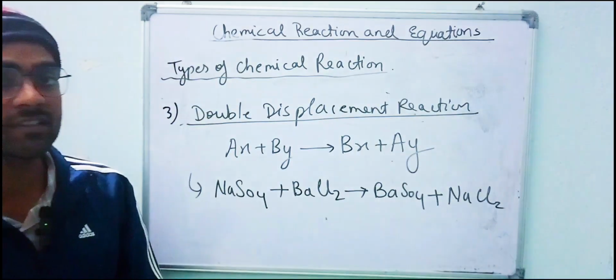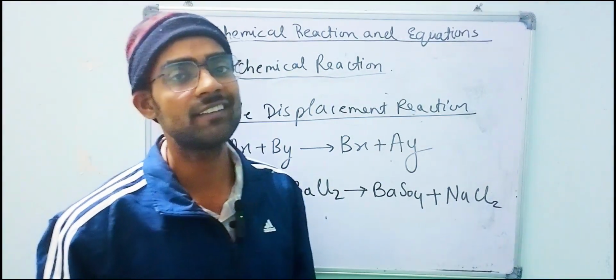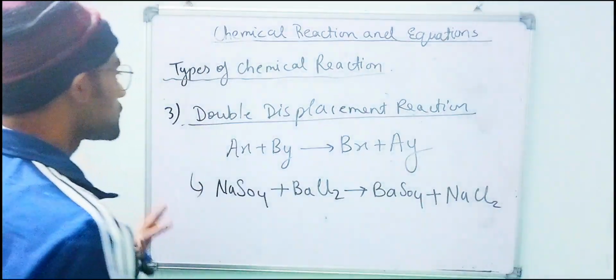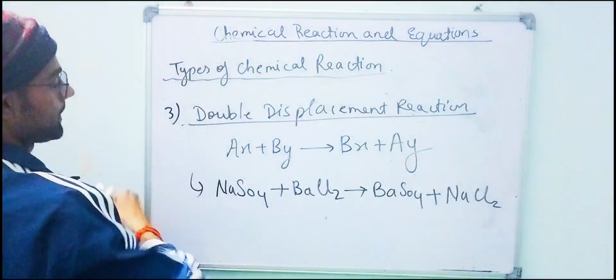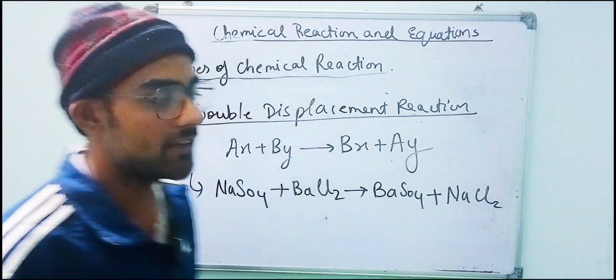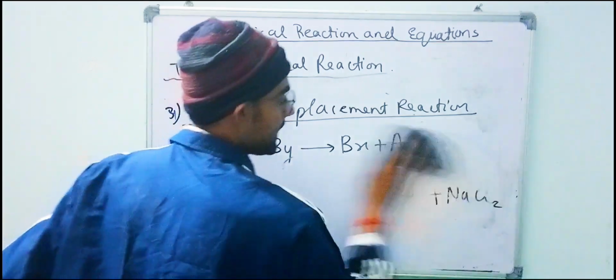And now we are going to discuss oxidation, reduction and redox reaction. Basically, what are they? It is the fourth. So now the types of chemical reaction are completed. And now write down the next topic.